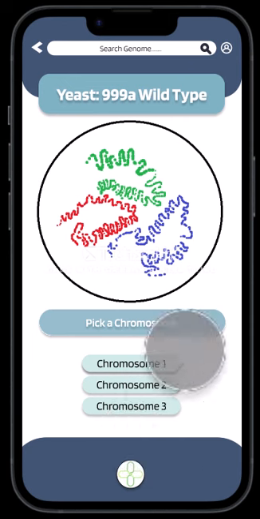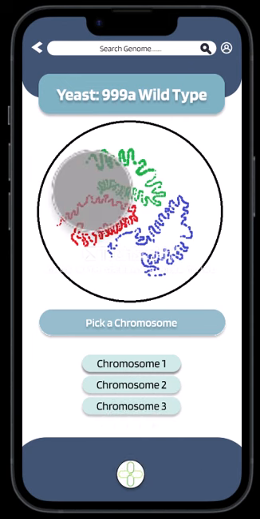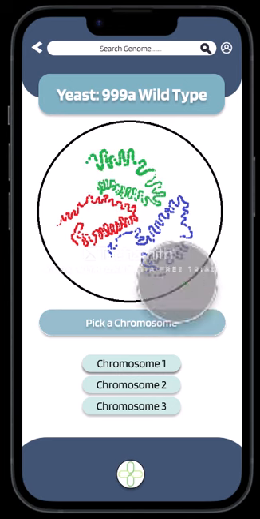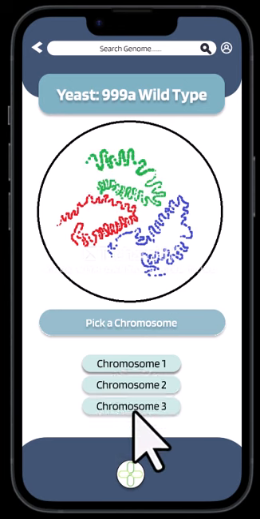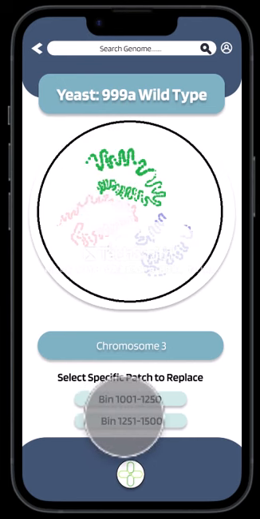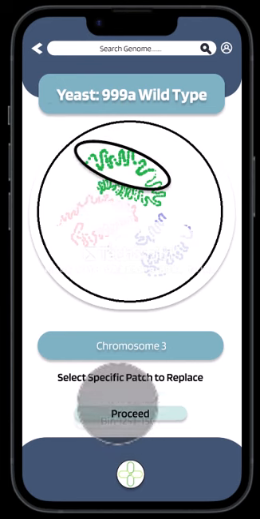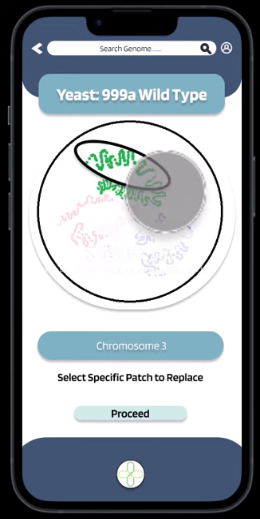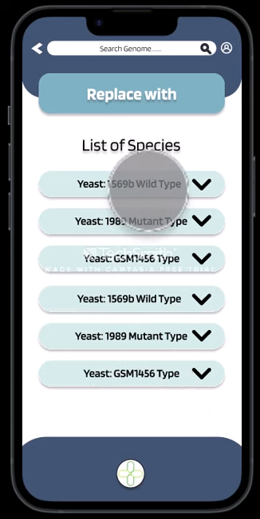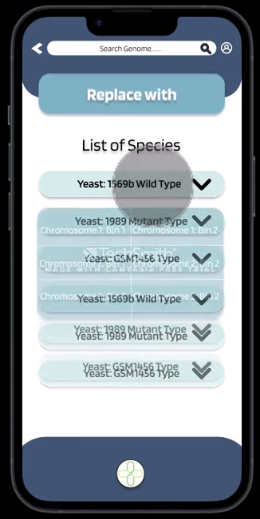Okay. So now if I want to replace one portion of chromosome 3, I need to select chromosome 3. So let me select bin 1001 to 1250. Okay, so this portion is selected. If I proceed, I have a list of species with which chromosome I want to replace that selected one. So let me select this one.